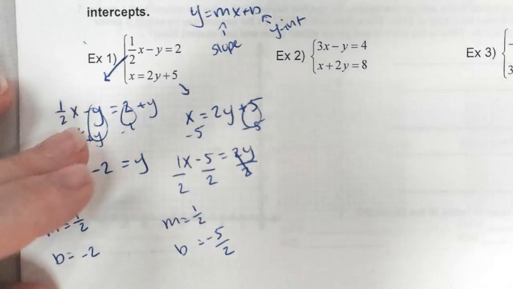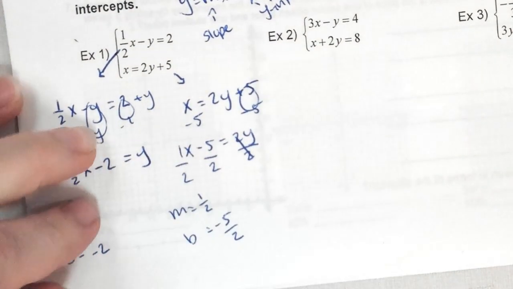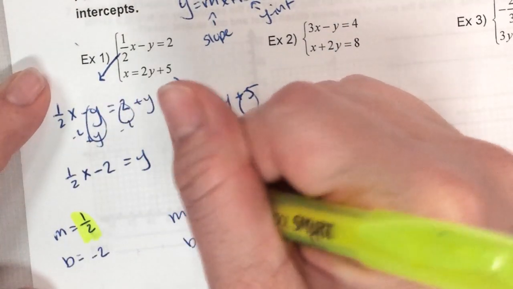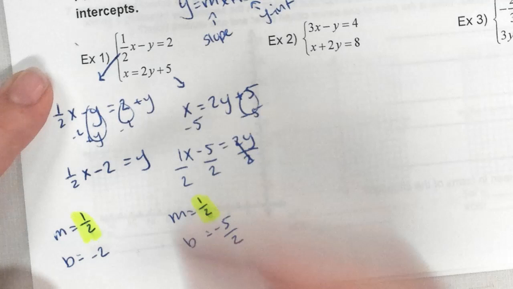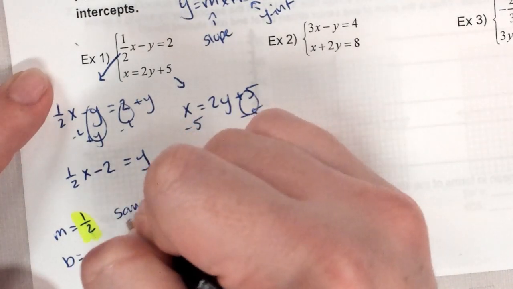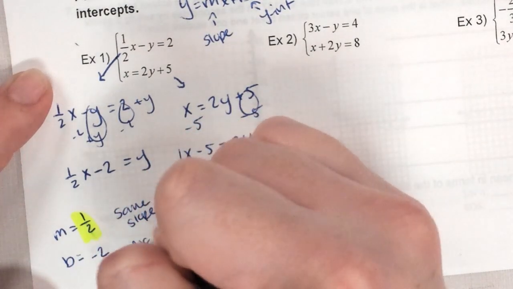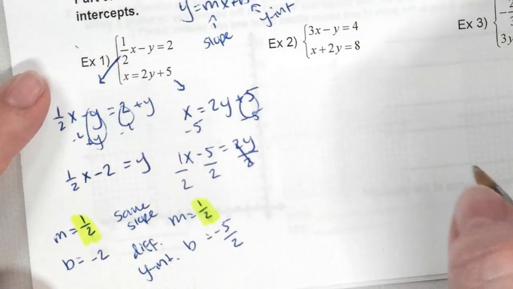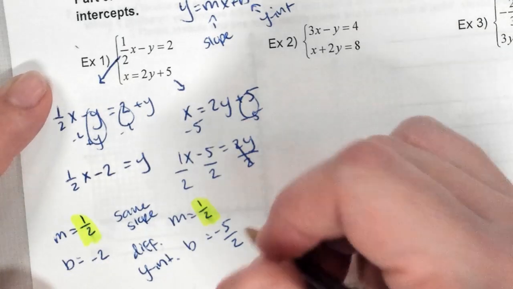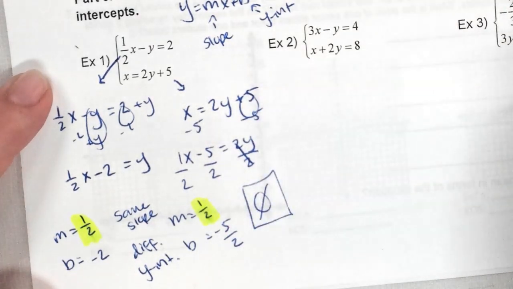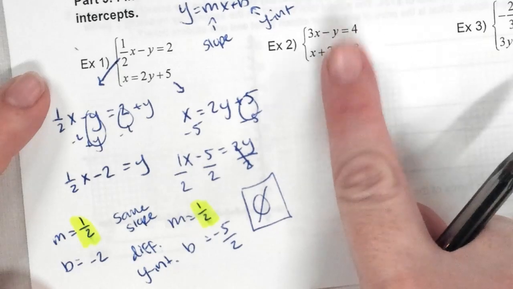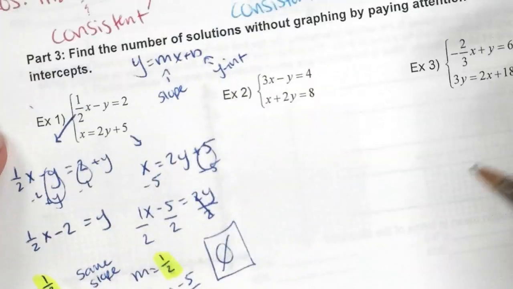Now, what do we notice about my slope and my y-intercept for the 2? Well, my slopes are the same. Are my y-intercepts the same? No. So the same slope, different y-intercept, and what does that mean? When they had the same slope, different y-intercept, there were no solutions. There's 0 solutions here. Does that make sense? Now, I'm going to help you find one of these slopes, and then we're going to be done with this section.